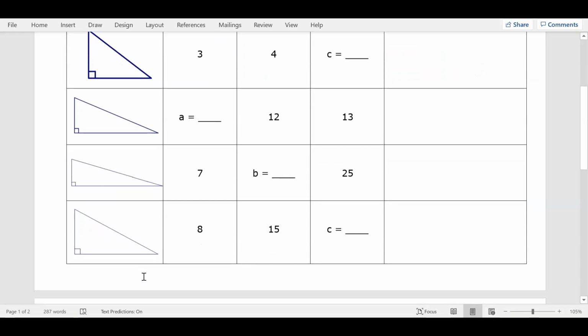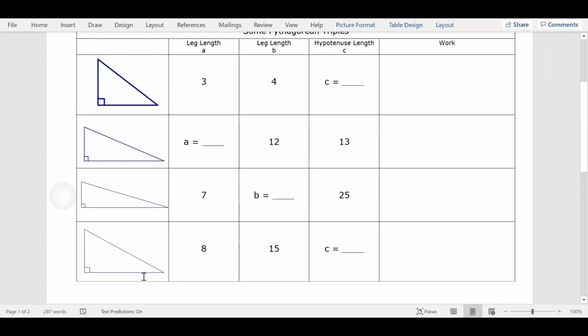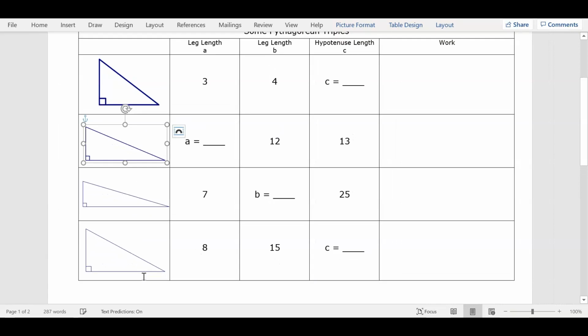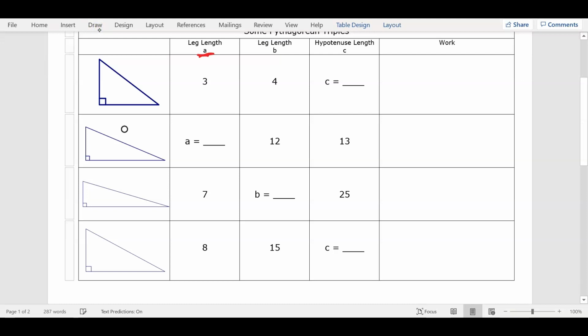I'm going to do the first one, and y'all are going to do the next 3, okay? But let's look at this. Look at each of these columns. The first column is the triangle, okay? But the second column is A. The third column right here is B, and this next column is C, okay? So what I want you to do, given A, B, and C, is label it on your picture. So it says A is 3, so I'm going to put a 3 right here.